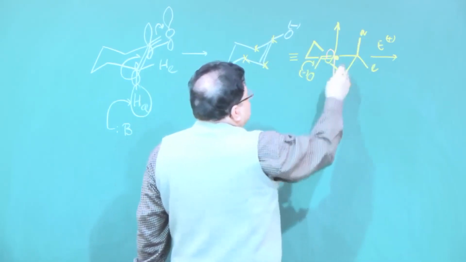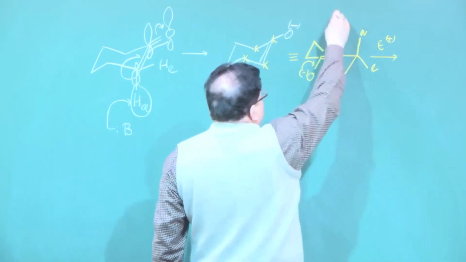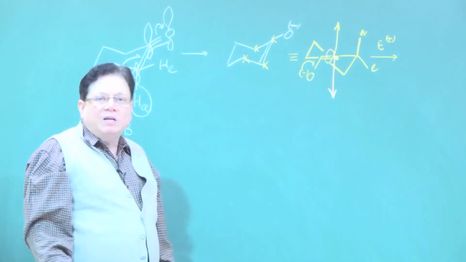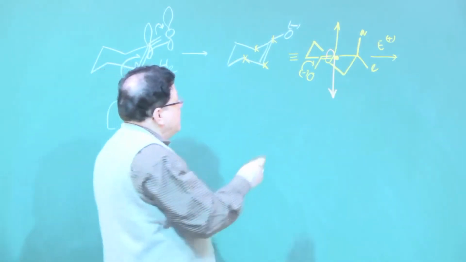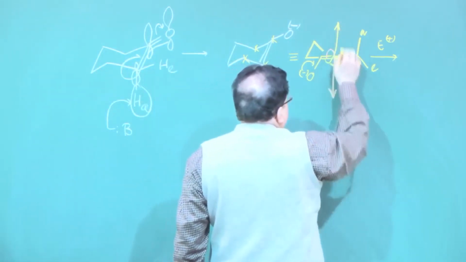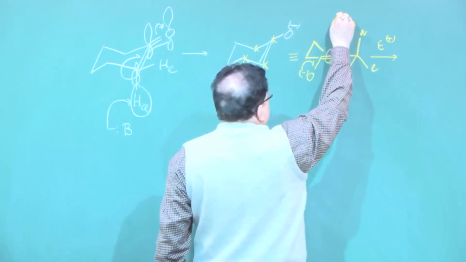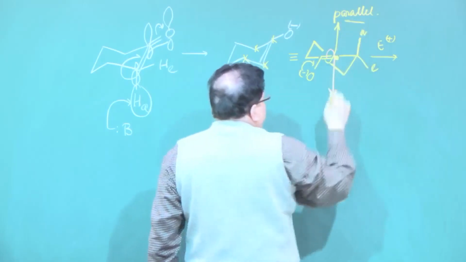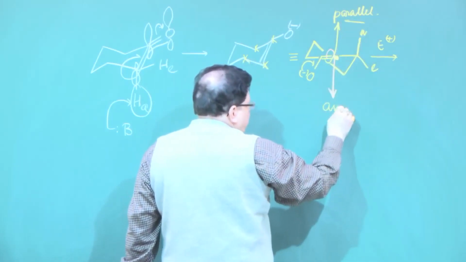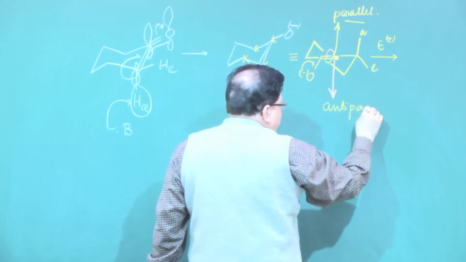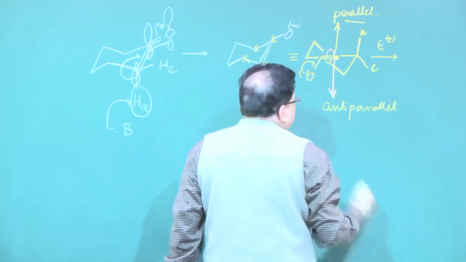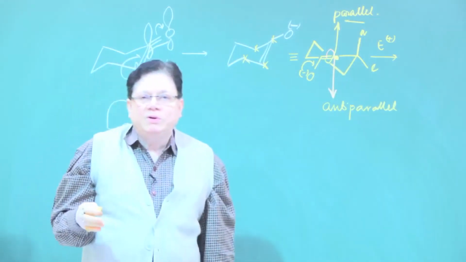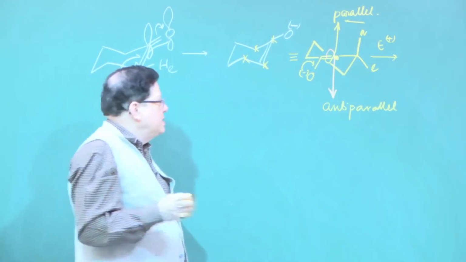Now, if the electrophile is captured from the side of the axial bond, that means it is being captured parallel to the axial bond. That is called parallel attack, and this other one is what is called anti-parallel attack. And there are consequences of the geometry involved in parallel as well as anti-parallel attack.